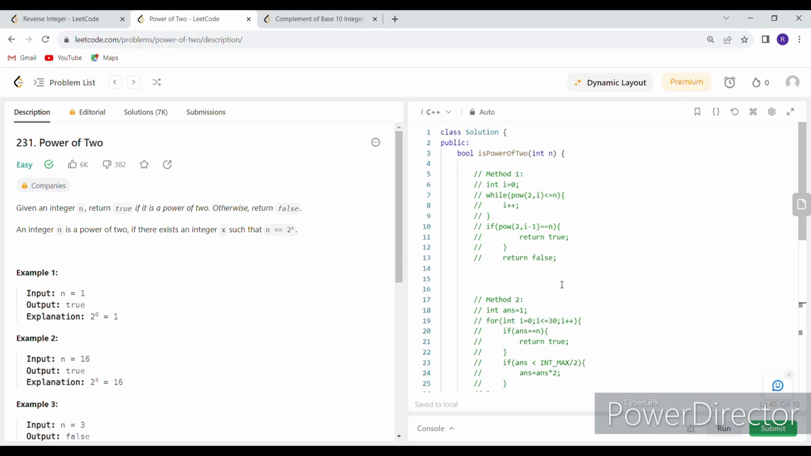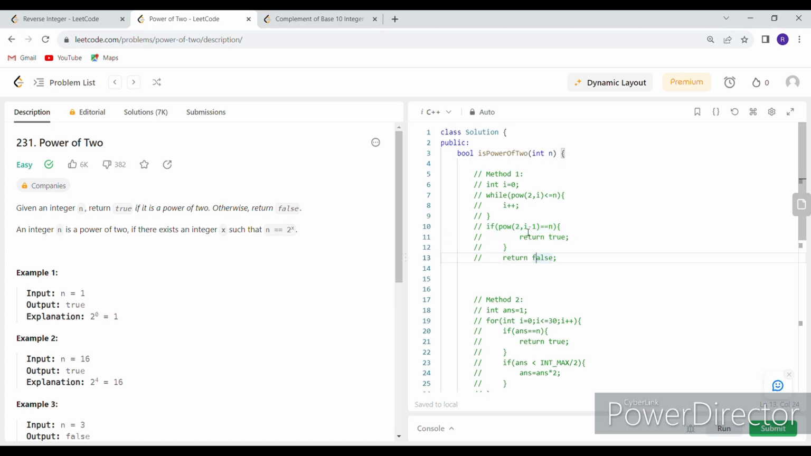I'll continuously find the powers of 2 until that power is less than or equal to n, and I'll keep on incrementing that loop. So 2 raised to 0, 2 raised to 1, 2 raised to 2. I'll keep on doing this until that value is less than or equal to n. Once that value exceeds n, I'll come out of the loop and check whether that particular value is equal to n, or has it exceeded that.